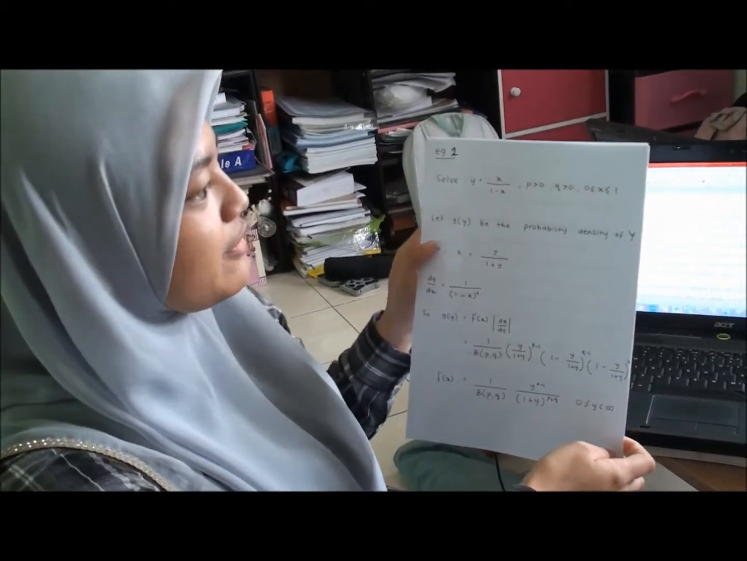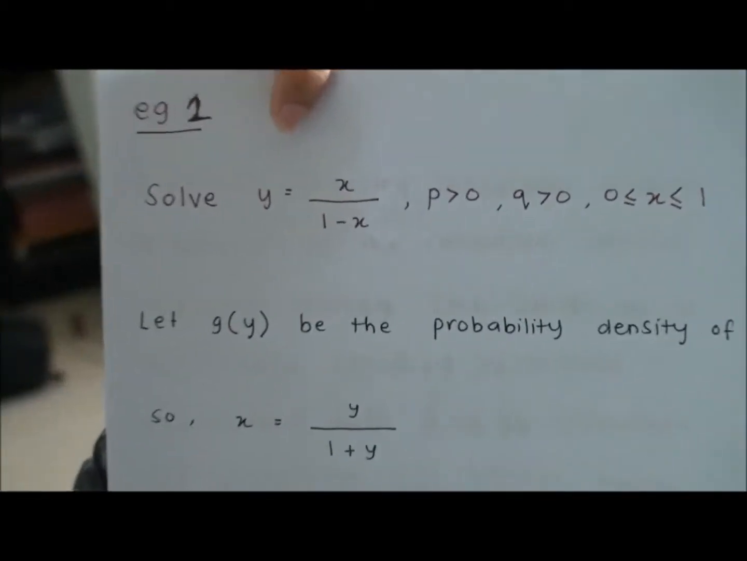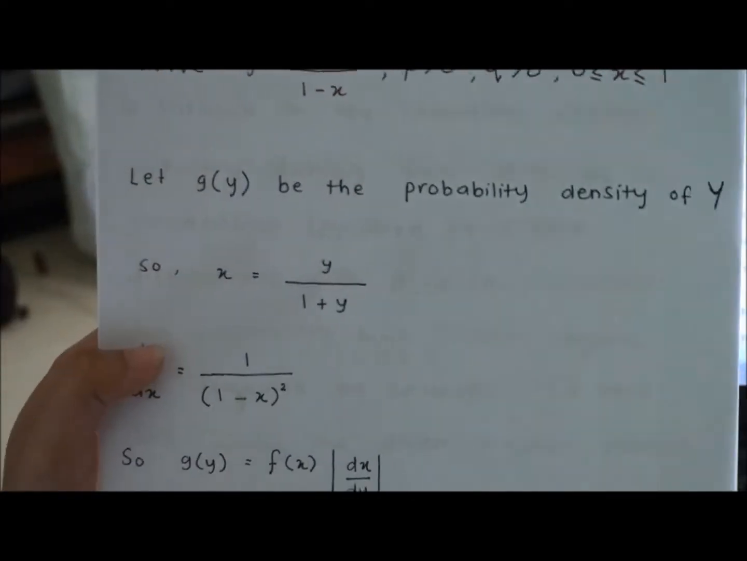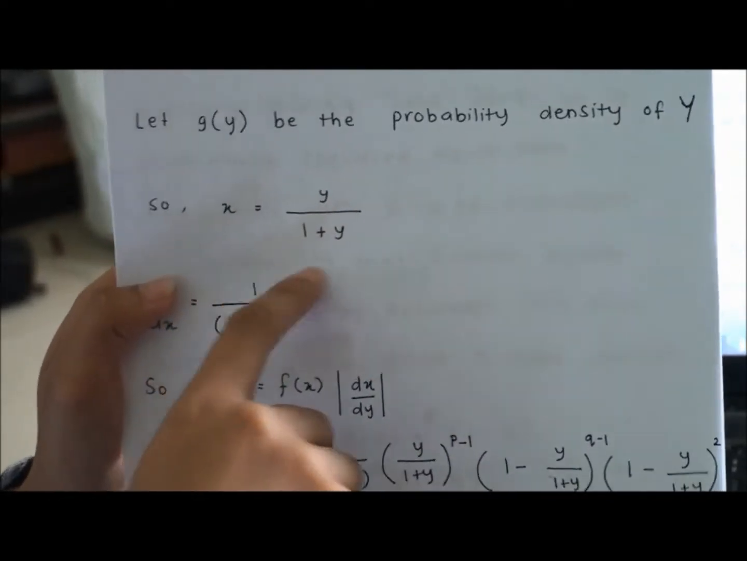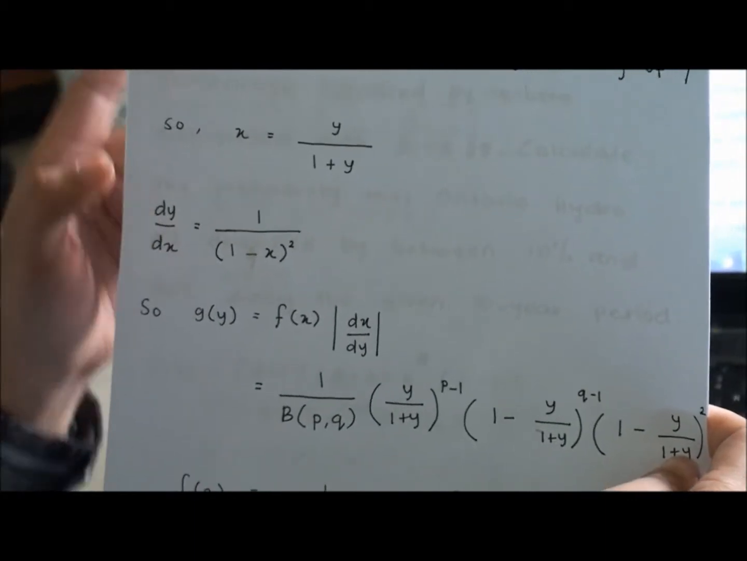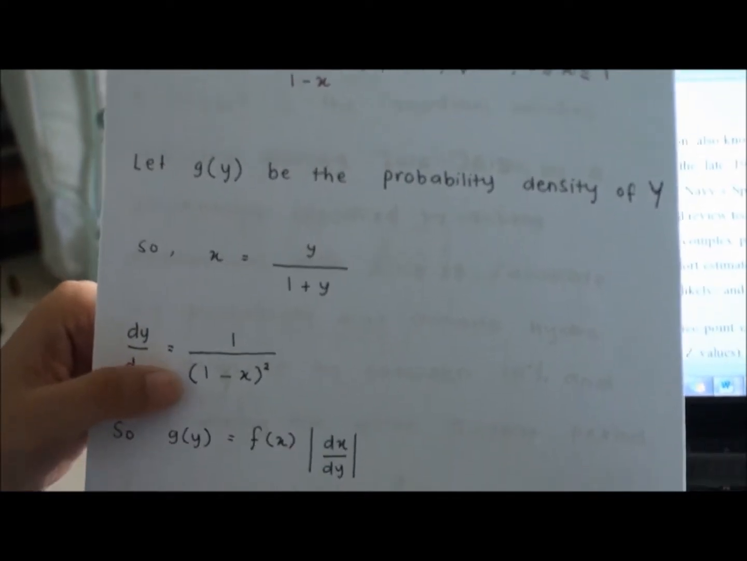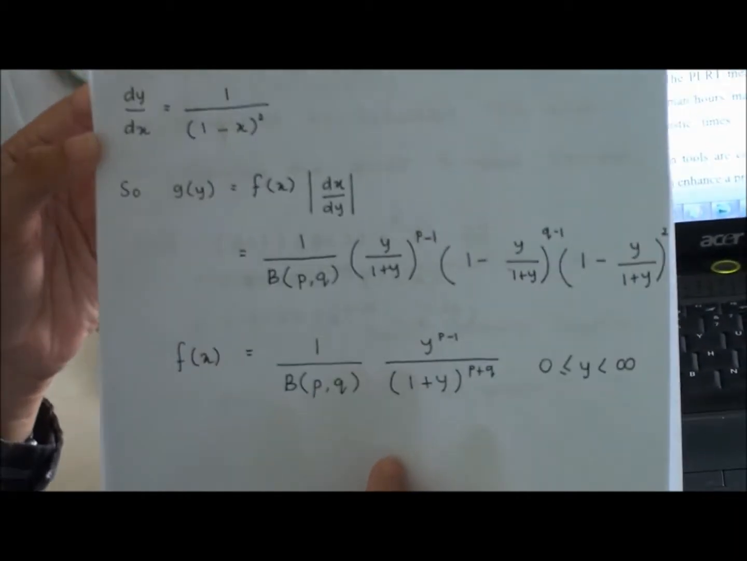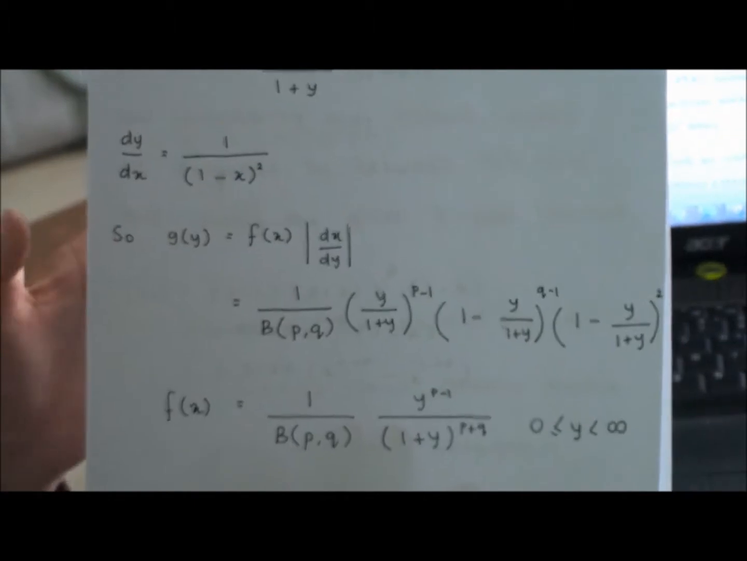The second example for beta distribution is to solve this equation y equals x over 1 minus x. The first step is to let g(y) be the probability density of y. So, x will be equal to y over 1 plus y. Then we need to differentiate the y equation up here. And the answer for the differentiation is 1 over (1 minus x) squared.